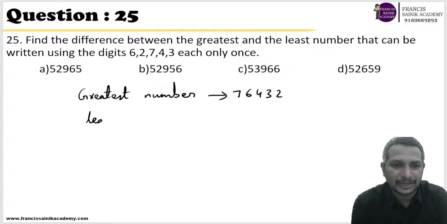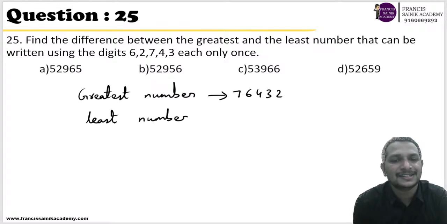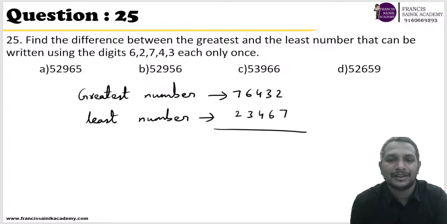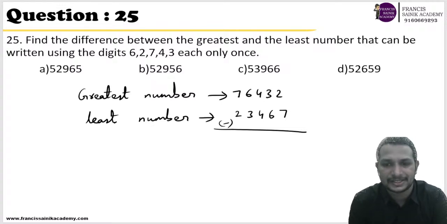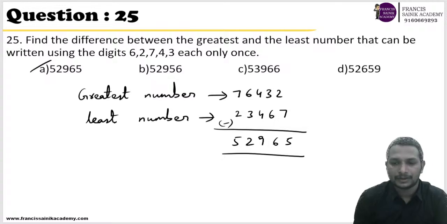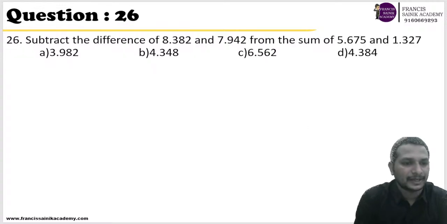Same way, least number. Least number means quite opposite, right? Opposite. Write the digits in ascending order, small to big, 3, 6, 7. Now they're asking to find the difference. When we take the subtraction, we get 6, right? 9, 5. Option A.